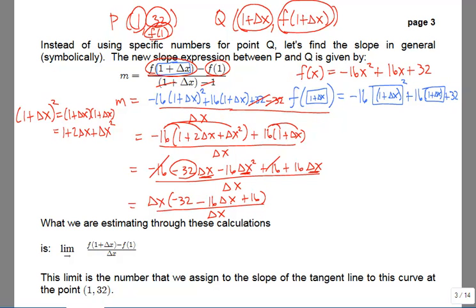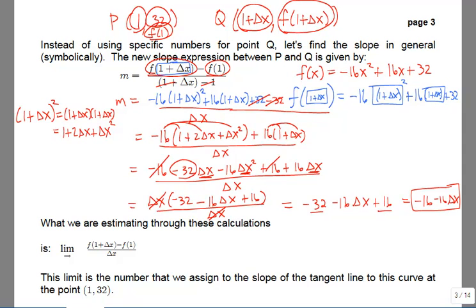Finally, on the top and the bottom, these delta x's match so they can cancel out. And so what we're left with is negative 32 minus 16 delta x plus 16, and we have a couple of like terms there. Negative 32 plus 16 is a negative 16 minus that 16 delta x. So our final answer is negative 16 minus 16 delta x.